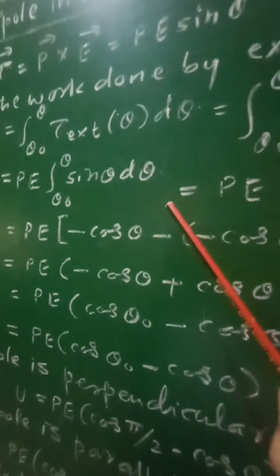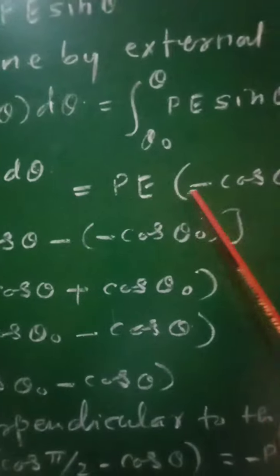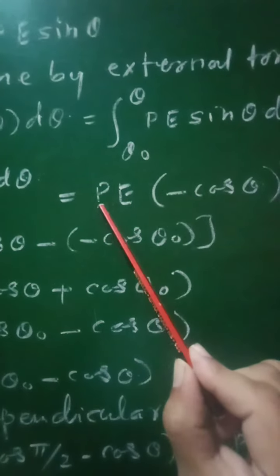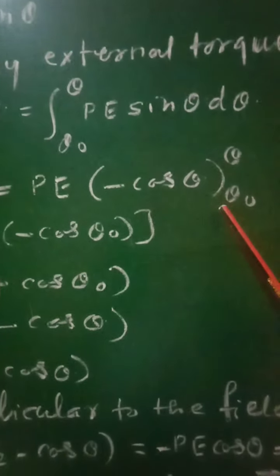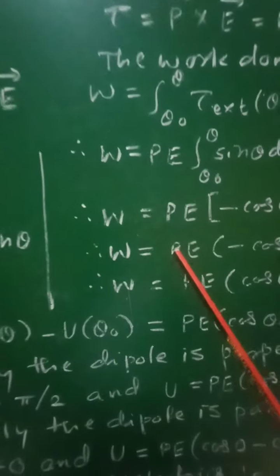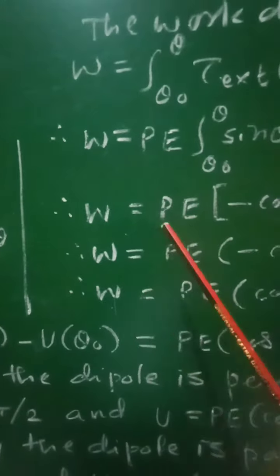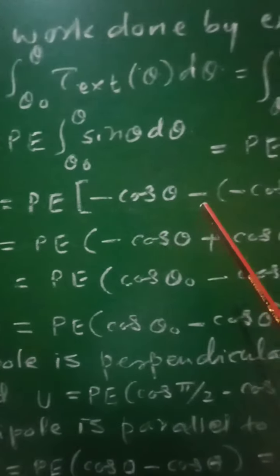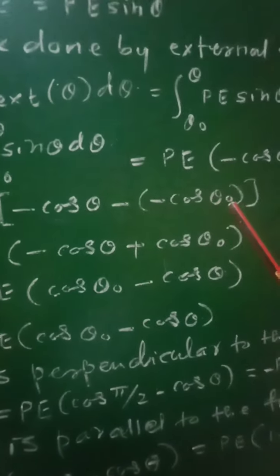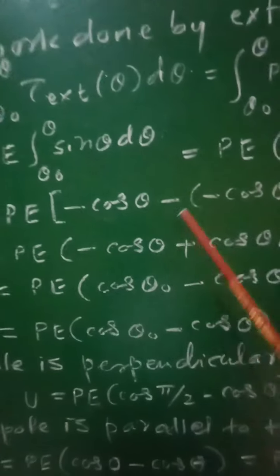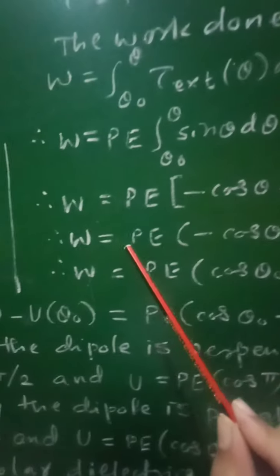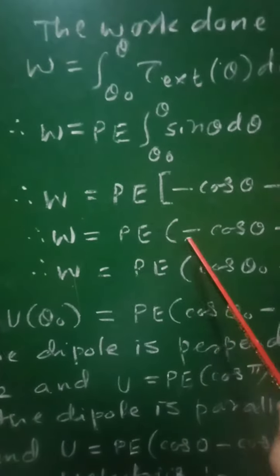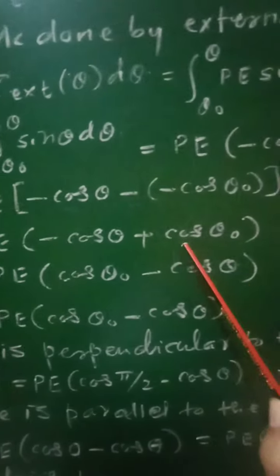But integration of sin theta d theta will be equal to minus cos theta, and therefore the work done W equal to pE into minus cos theta from theta 0 to theta. Therefore W equal to pE into minus cos theta minus of minus cos theta 0, but here minus of minus cos theta 0 will become plus cos theta 0, and therefore W equal to pE into minus cos theta plus cos theta 0.